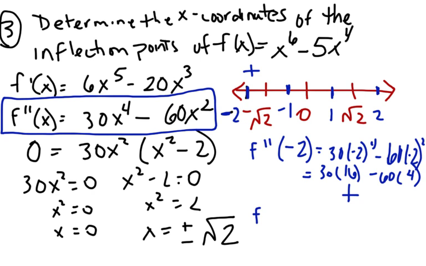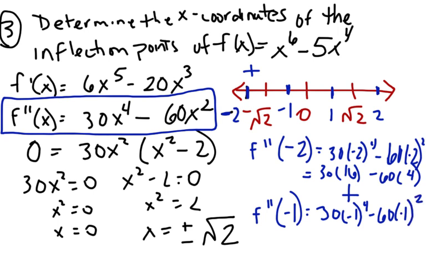Now I'm going to sub in negative 1. 30 times negative 1 to the 4th minus 60 times negative 1 squared. That's 30 minus 60, that's a negative. And now if I put in positive 1, 30 times 1 to the 4th minus 60 times 1 squared, 30 minus 60 is again negative.